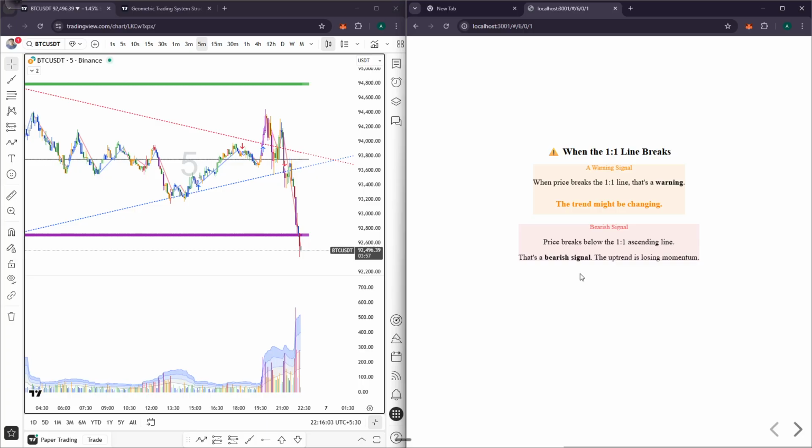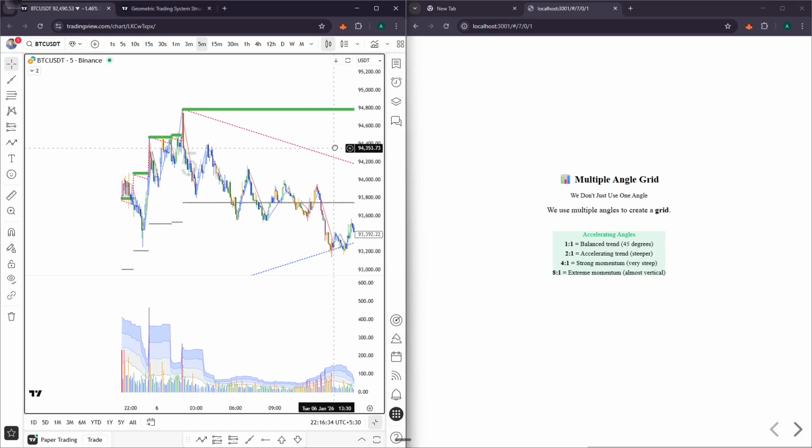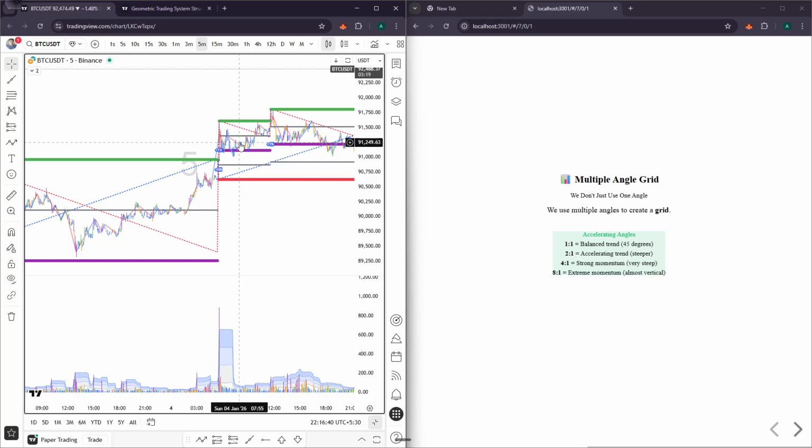All right, let's move on. This is what we talked about. Now, the multiple angle grid. We don't just use one angle; we use multiple angles to create a grid. So, accelerating angles: one by one is your balanced trend, which is 45 degrees. Two by one is your accelerating trend, steeper. I'll just go ahead and do that. And you know what, I'll just do a live analysis.